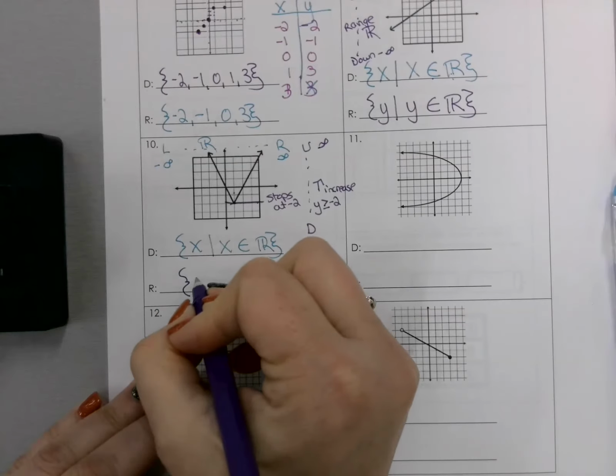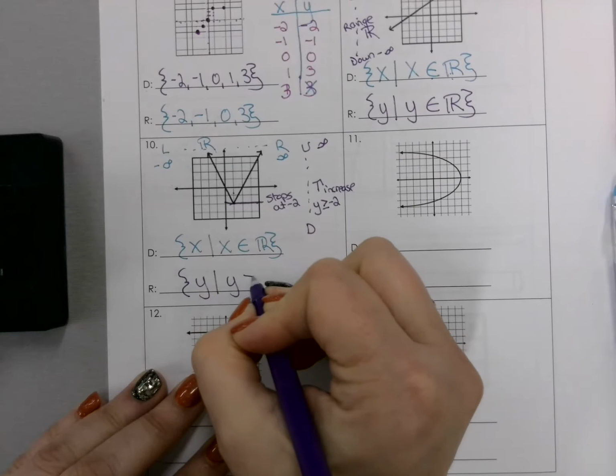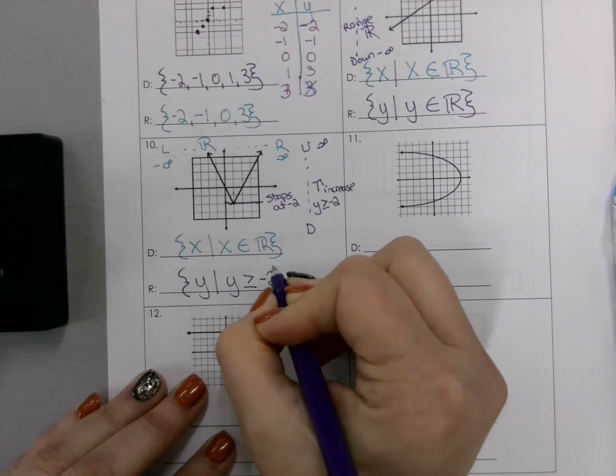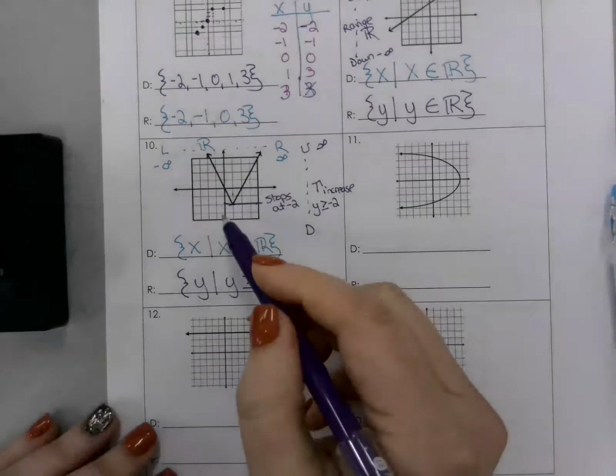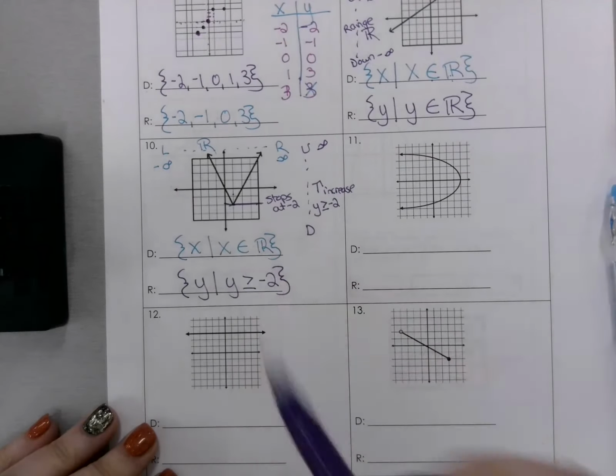So my range is y such that y is greater than or equal to -2. It goes on forever because any number, even infinity, is greater than -2. But it's not the all real number system because it does not get smaller than -2.